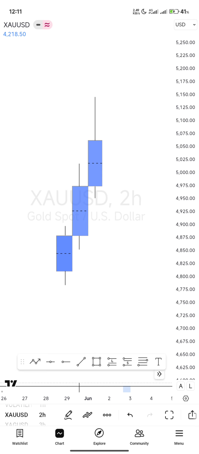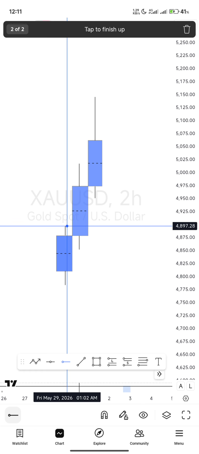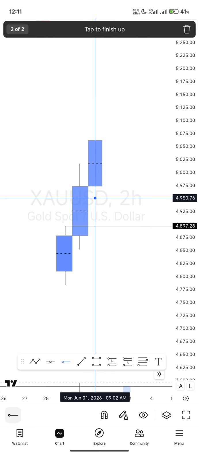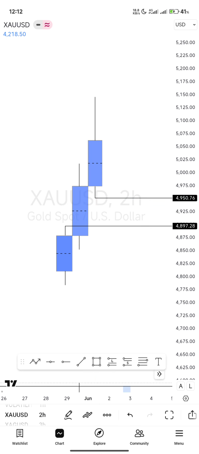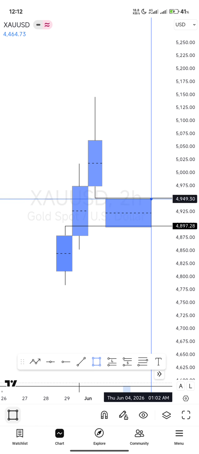But when you see a series of candles just like you see on the screen, these are a series of bullish candles, what you would notice is that there's usually a gap between the first candle's high and the third candle's low. So we see this gap here. This is what we call a fair value gap. This area is what we call a fair value gap.